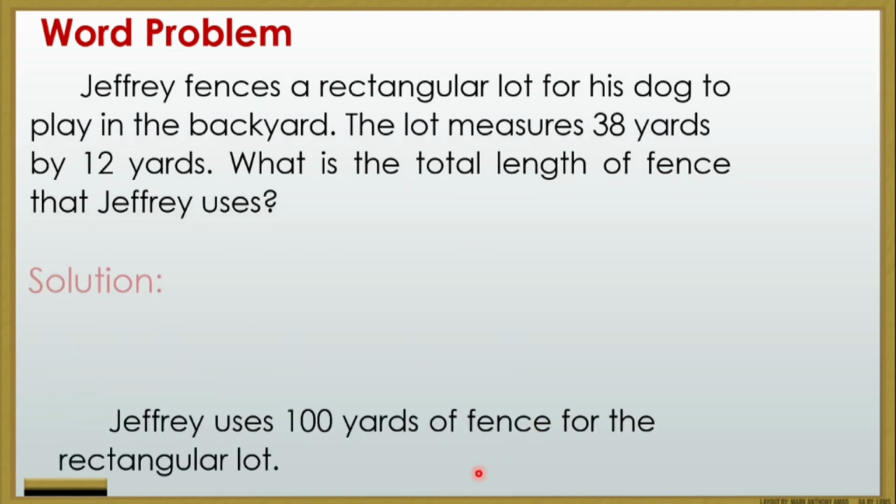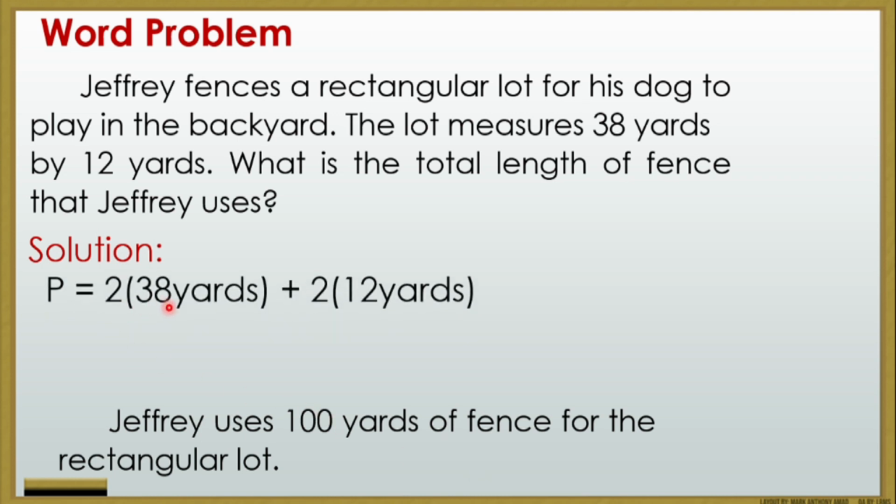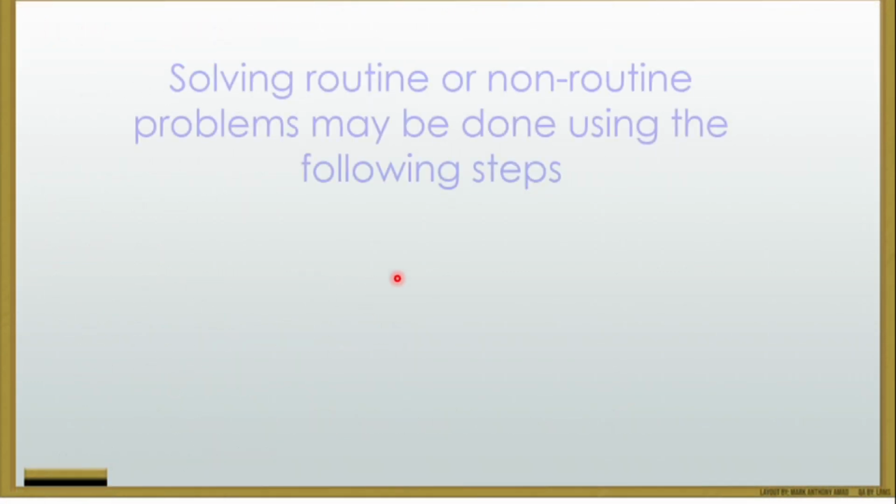Now, the solution is 2 multiplied by 38. The product is 76 yards plus 24 yards. The perimeter, or P, is equal to 100 yards. So, Jeffrey uses 100 yards of fence for the rectangular lot. That would be the answer for this problem. This problem involves the perimeter.